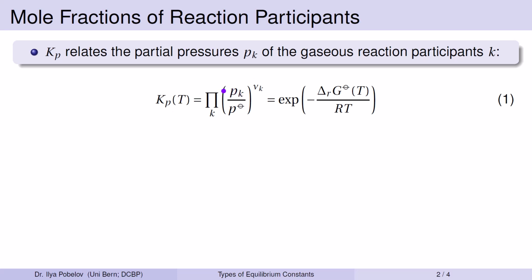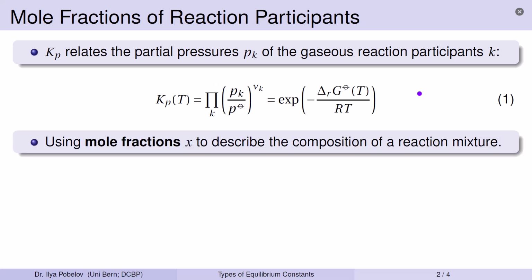While representing the composition of the reaction mixture in terms of partial pressures of the reaction participants is not unusual, using other physical quantities might be more appropriate. In particular, mole fractions, denoted by X, provide a meaningful way for chemists to describe the composition of a reaction mixture. So, let's express the equilibrium constant in terms of mole fractions.